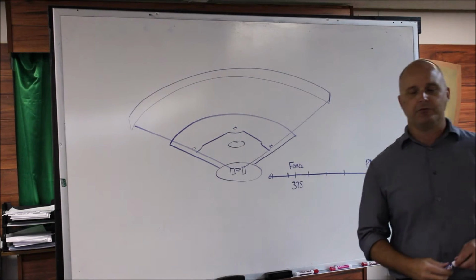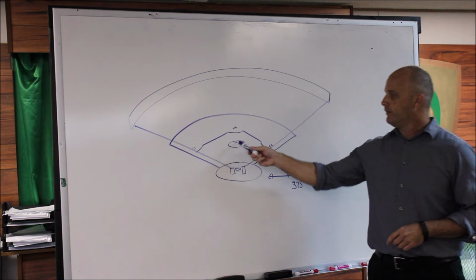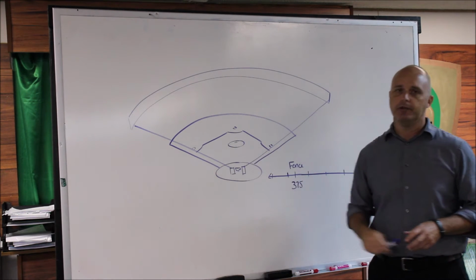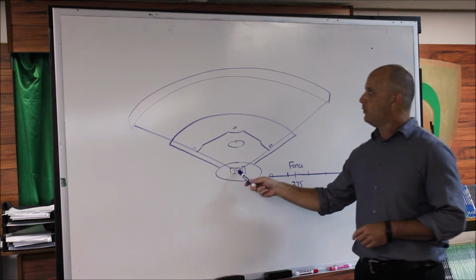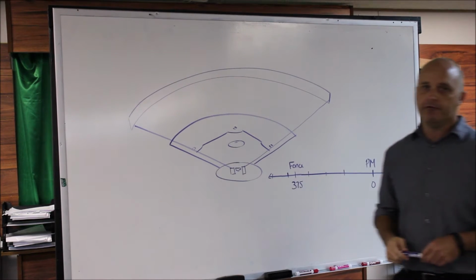Okay, we're going to look at how absolute value can be applied to baseball. So let's say that we've got a pitcher standing on the mound that is 60 feet 6 inches away from home plate. And the batter is going to take a swing, and the ball is going to go straight over the pitcher's head to deep center field for 400 feet.